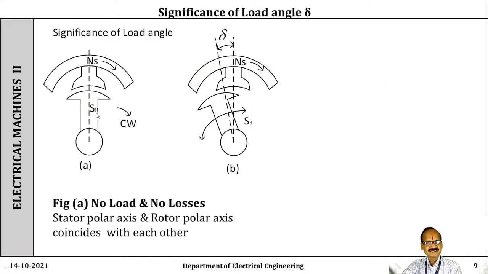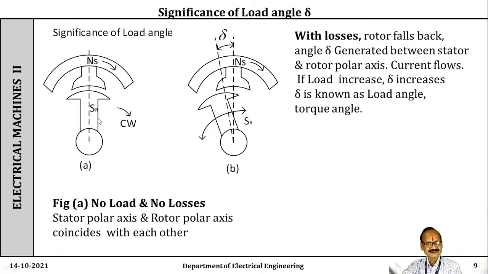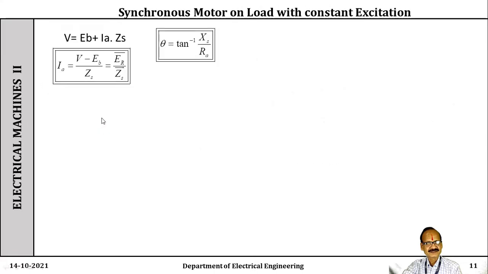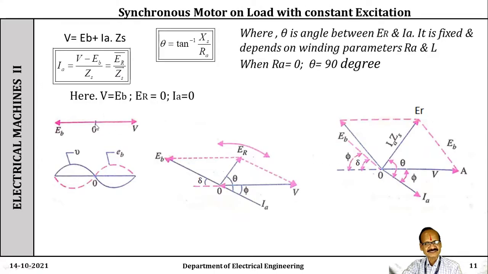Now, in a previous case, see, here it is, the significance of the load angle. The motor is on no load and not supplying any losses. The phasor diagram is like this. The supply voltage V and the induced EMF are equal in magnitude but opposite in sign, and therefore the resultant ER is 0, and therefore it does not draw any current. So ER is 0 and armature current is 0.